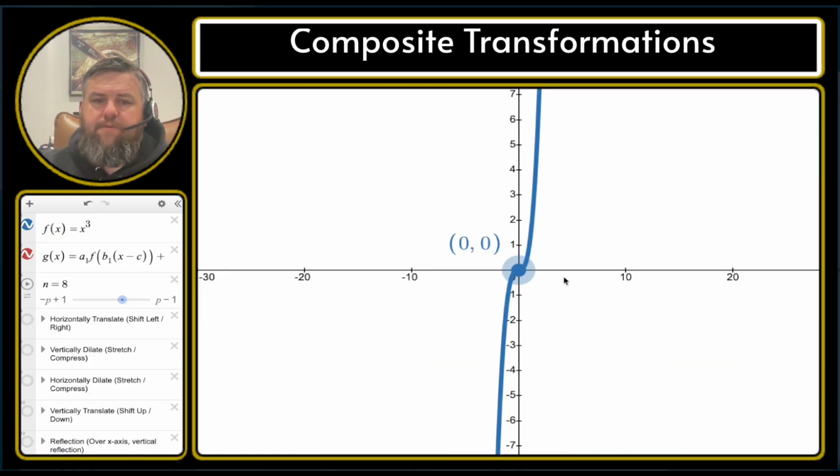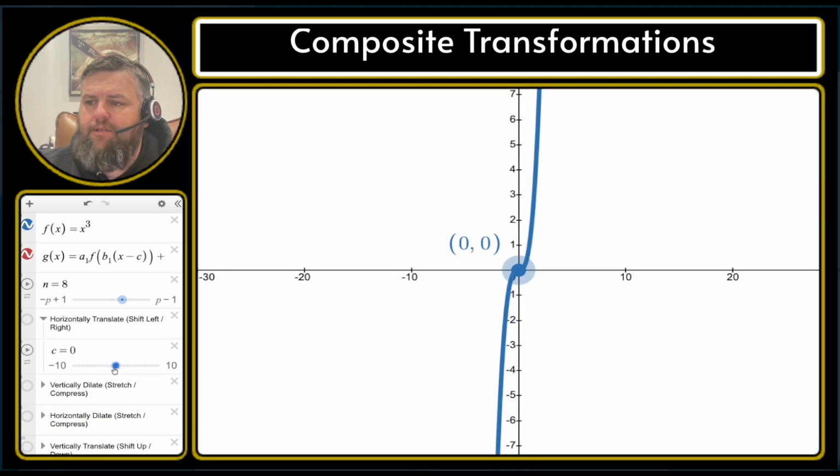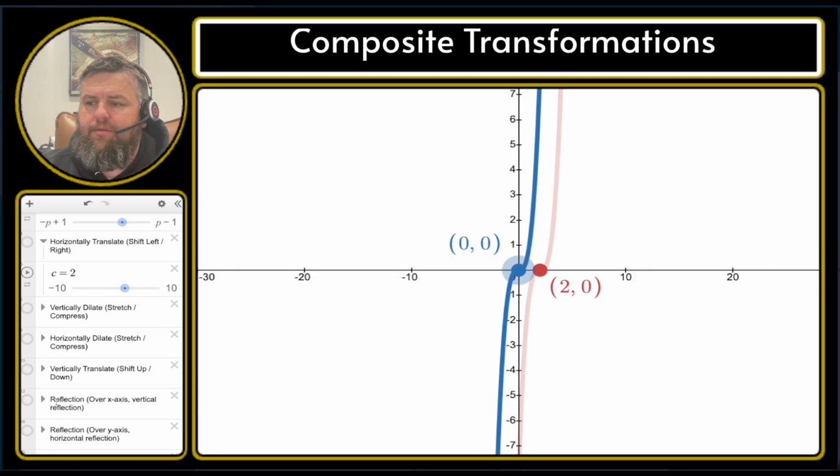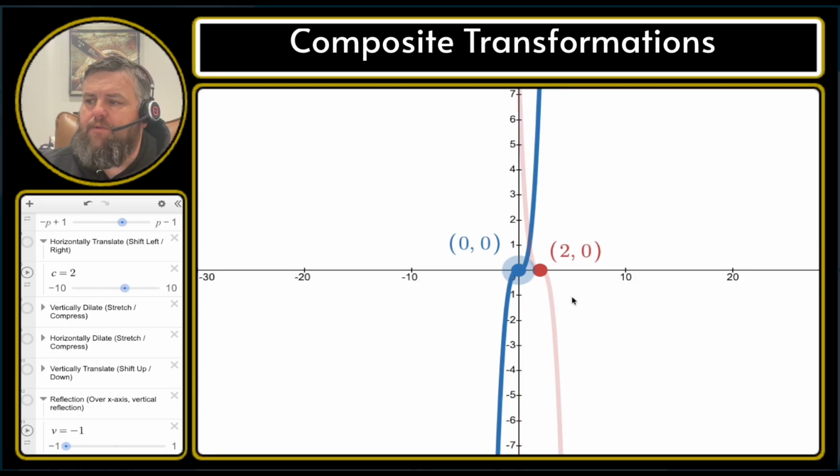Okay, so in Desmos, we have f of x equals x cubed. We knew that we had a horizontal shift to the right 2 units, so let's shift the function to the right 2 units. Then we had a reflection over the x-axis. And this is what the graph would look like.